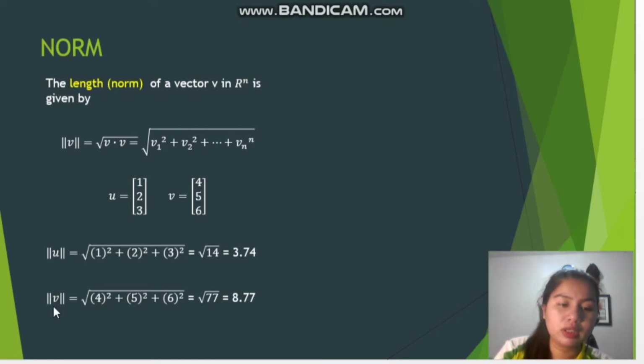Next is we have the norm of v. So, we have v which contains elements 4, 5, 6. So, the norm of v is equal to the square root of 4 squared plus 5 squared plus 6 squared, equals square root of 77 or 8.77. So, ganun lang yung pag-compute ni norm. Ito lang yung ating susundan na formula.